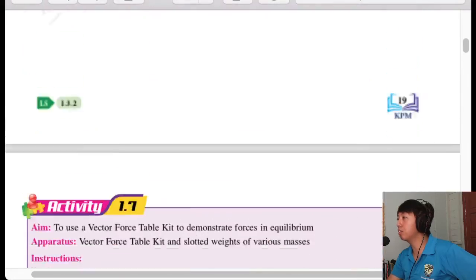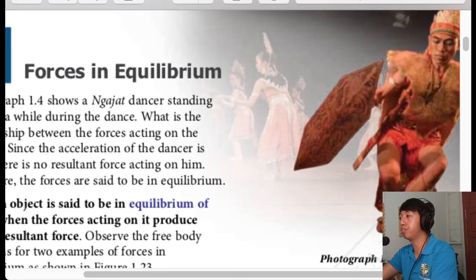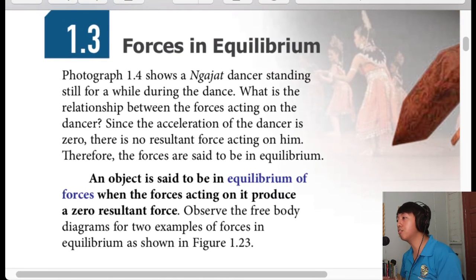So what we were talking about earlier was forces in equilibrium. Forces in equilibrium is when the resultant force equals 0, meaning to say when you add the vertical and horizontal and your result is 0 overall, then that's what we call an object in equilibrium or a state of equilibrium. So all the questions and all the examples that we did just now are assuming that the forces are in equilibrium.